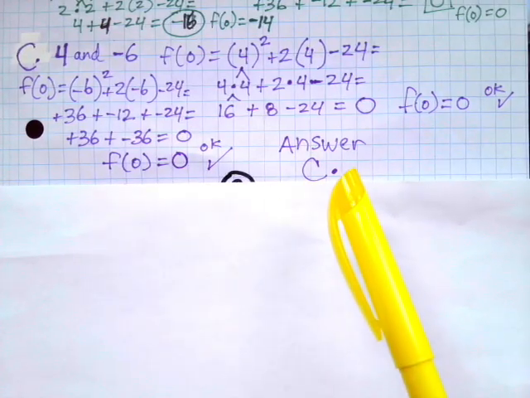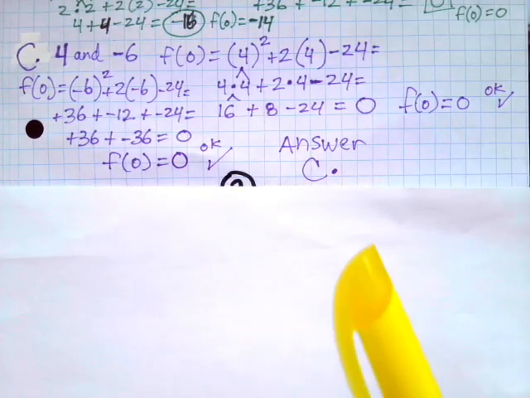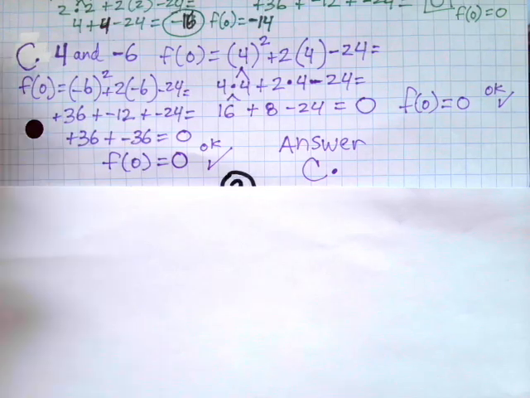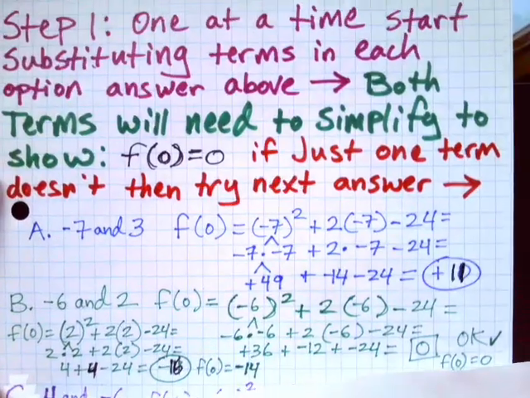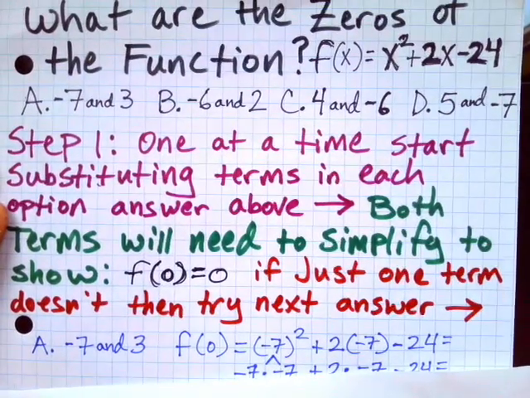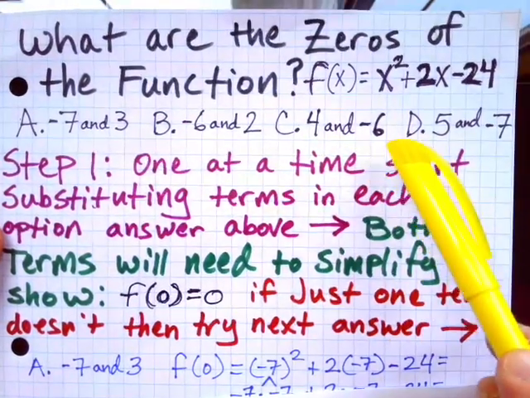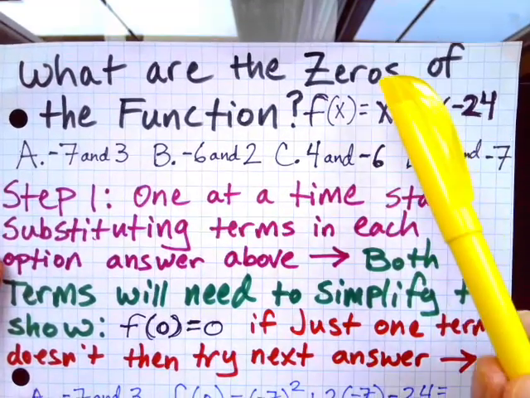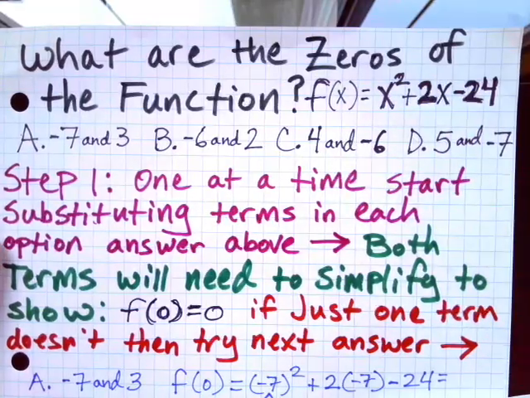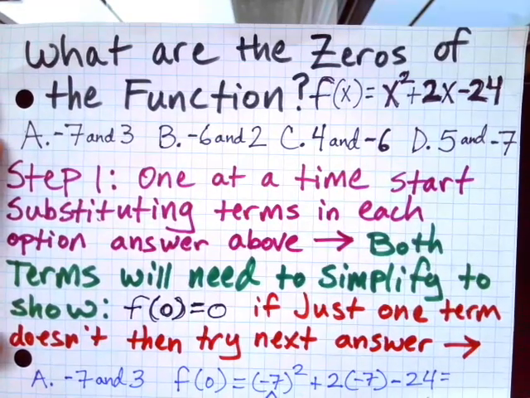I can stop. I'm not going to do option D. I know my answer has got to be option C. As you can see up here, 4 and negative 6 are the zeros of this particular function. That was tough.